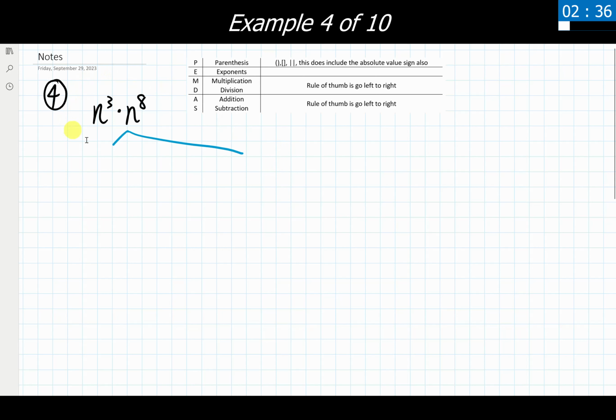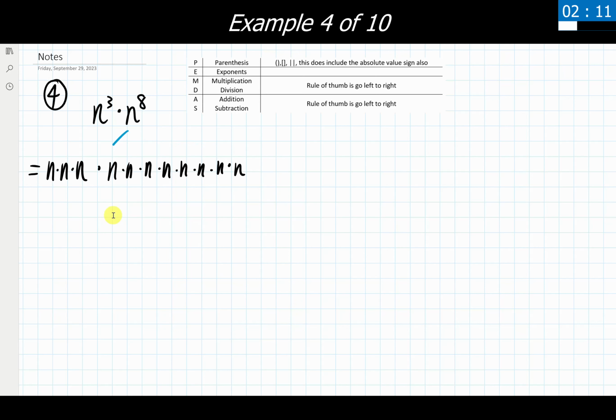So let's try expanding this thing out. I want to write n to the third power expanded and n to the 8th power expanded out. So if I'm writing that down below, I'm going to get n times n times n for n to the third power, times 1, 2, 3, 4, 5, 6, 7, 8. I think I need to extend this blue line out here a little bit more. Something like that.